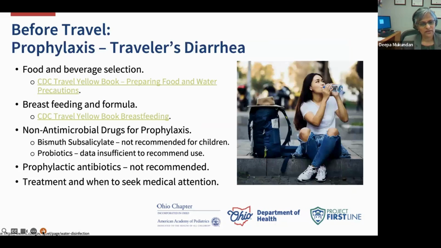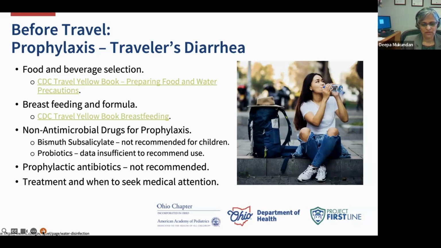In addition to vaccines, you have to think about what concerns you have in terms of infectious diseases and exposures, what the preventative measures are, and whether you need any prophylaxis. Now, selecting what kind of food and beverage is very important, especially for families traveling with infants, breastfeeding and formula.